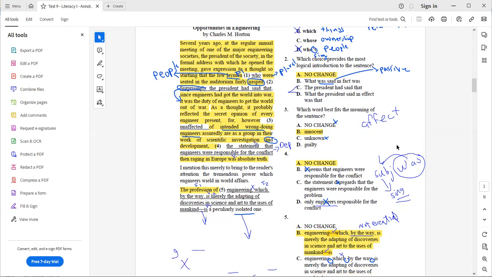Which word best fits the meaning of the sentence? Okay, may you read the sentence that had the word? Because now I need a vocabulary. Okay, read from "as a thought." "As a thought, it probably reflected the secret opinion of every engineer present, for, however unaffected of intended wrongdoing, engineers assuredly are as a group in their work of scientific investigation and development."